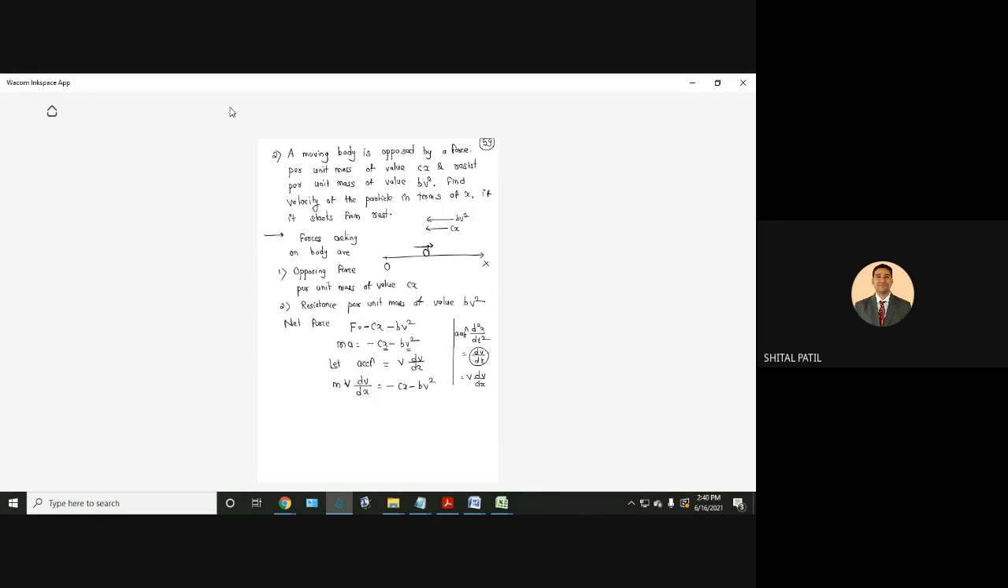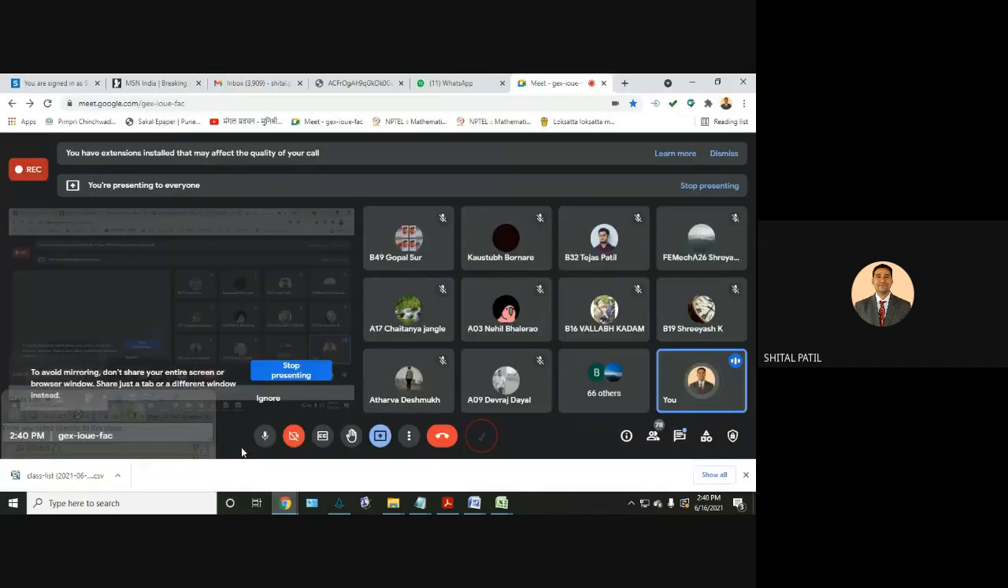What about the m? Here m equal to unit mass, no? Unit mass. We have to write the equation for unit mass. Just one minute. You try to solve the example. See how we can solve the example.